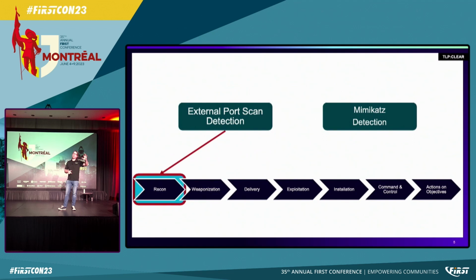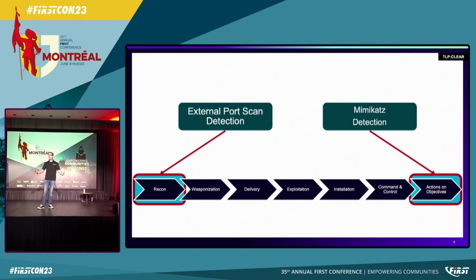So if I took something like the kill chain to start with, and I went, all right, external port scan on the kill chain, that sits back in recon. And Mimikatz, that sits over here in actions on objectives. I'm like, all right, cool, interesting. They're at opposite ends of the kill chain. Kind of makes sense why Mimikatz might be much worse than something like an external port scan.